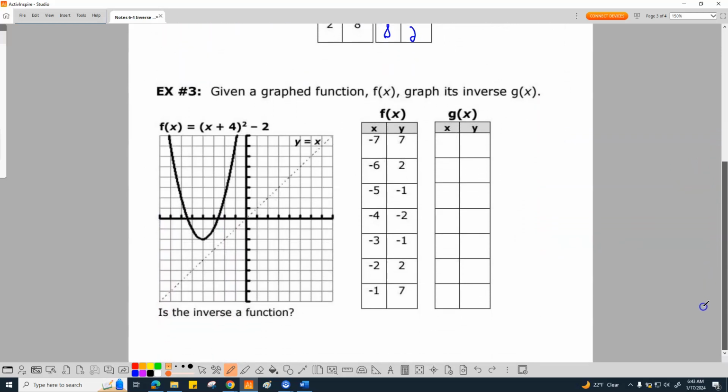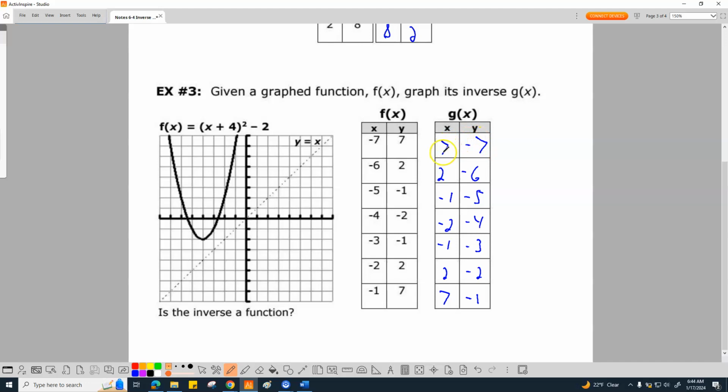And let's talk about this. So this is the same thing. We're going to go ahead and switch this out. Watch as I do this. I'm going to switch it. 7, 2, -1, -2, -1, 2, 7, -1, -2, -3, -4. You get the idea. It's kind of boring. And then that. Okay. So now this is technically the inverse.